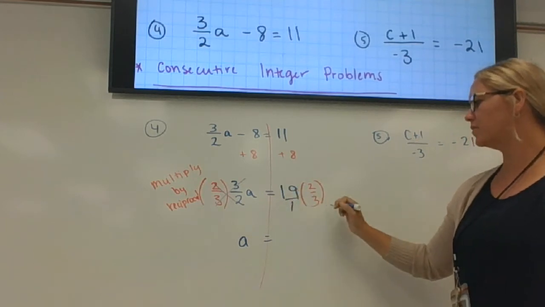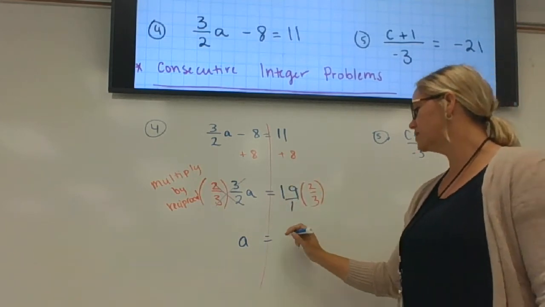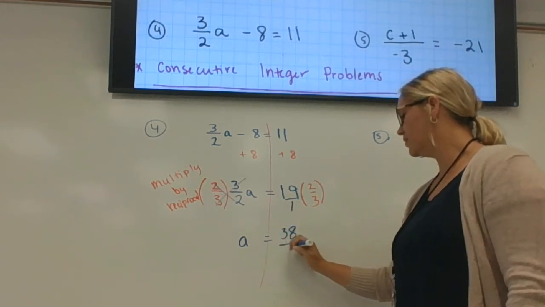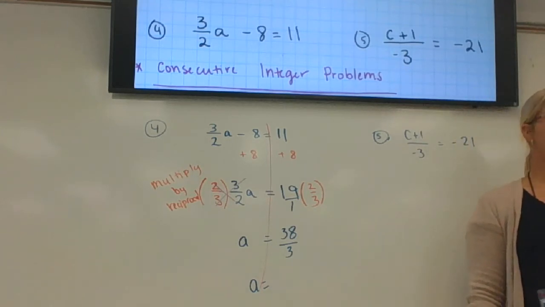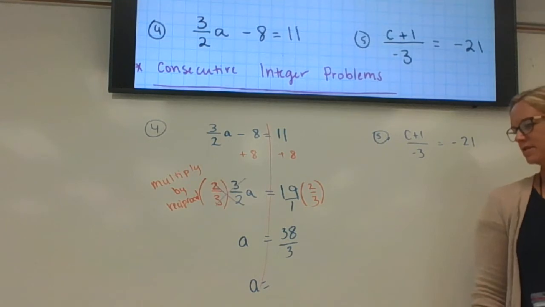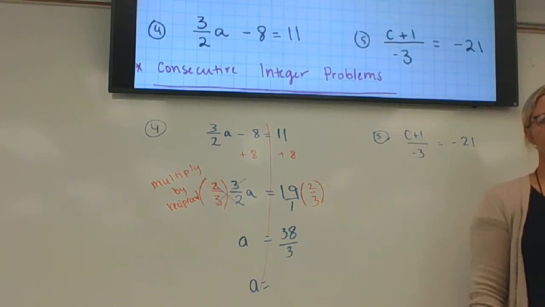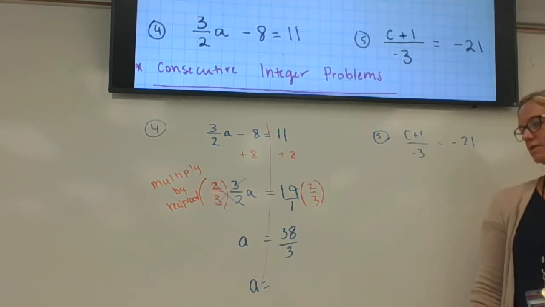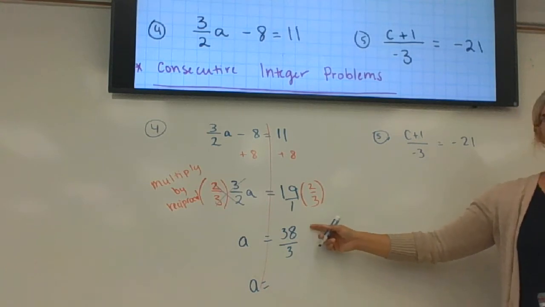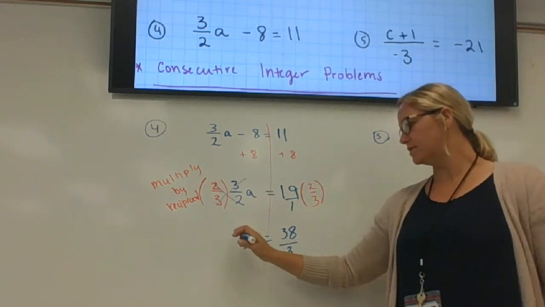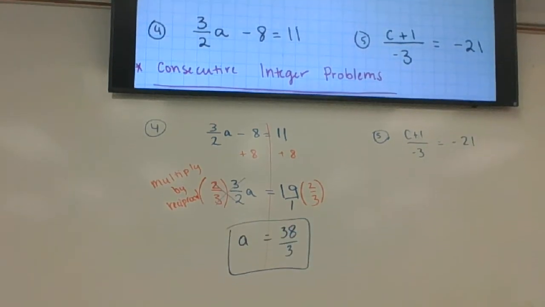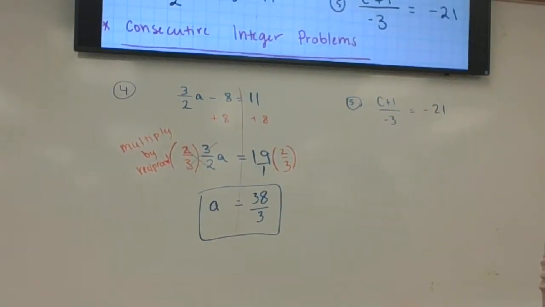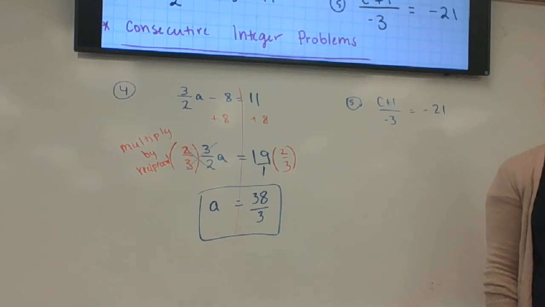Then we have 19 over 1 times 2 over 3. So we'll just do the tops. 38 over 3. Did anybody reduce that? What is it? 16. So you could turn it into a mixed number, 12 2/3. But the top and bottom don't divide by anything. So I'm actually going to leave this just like this in improper fraction. Yep. Full credit. Full credit.